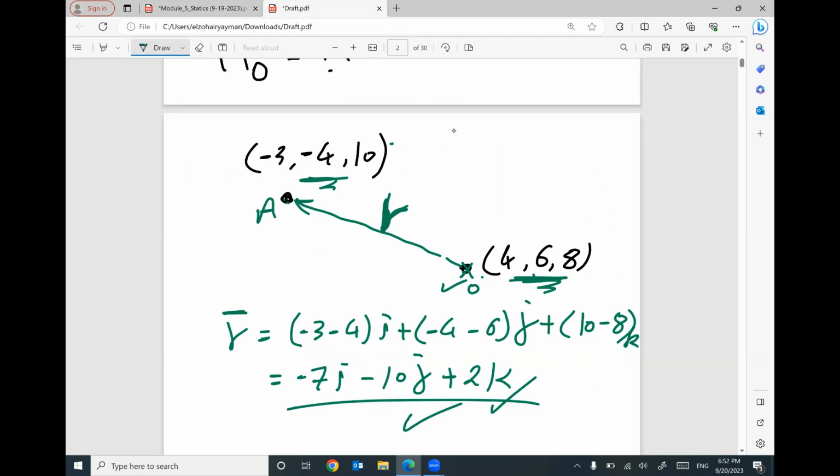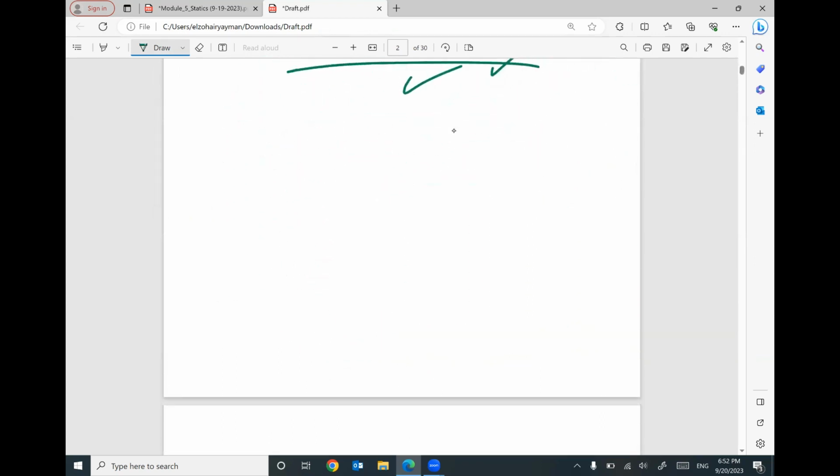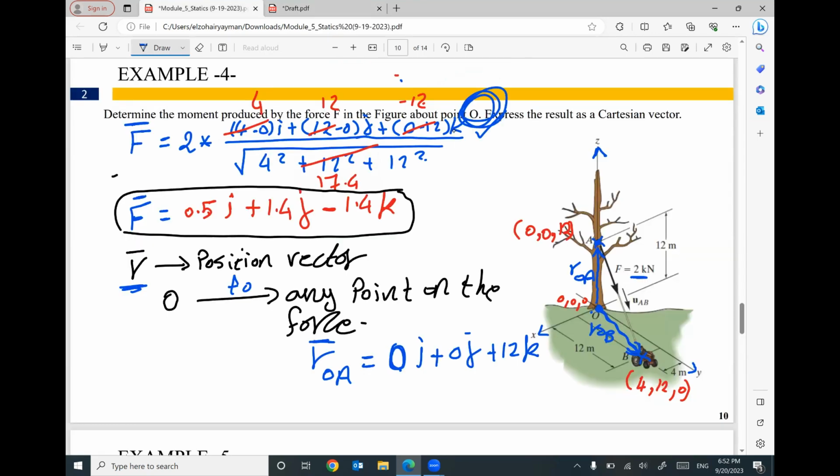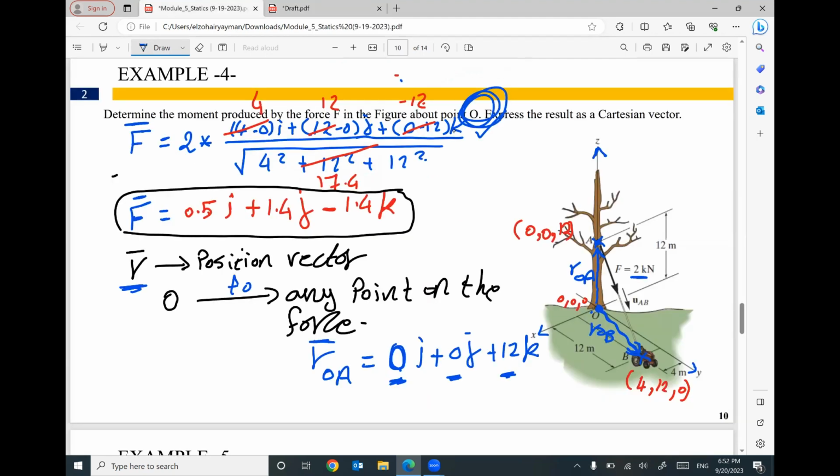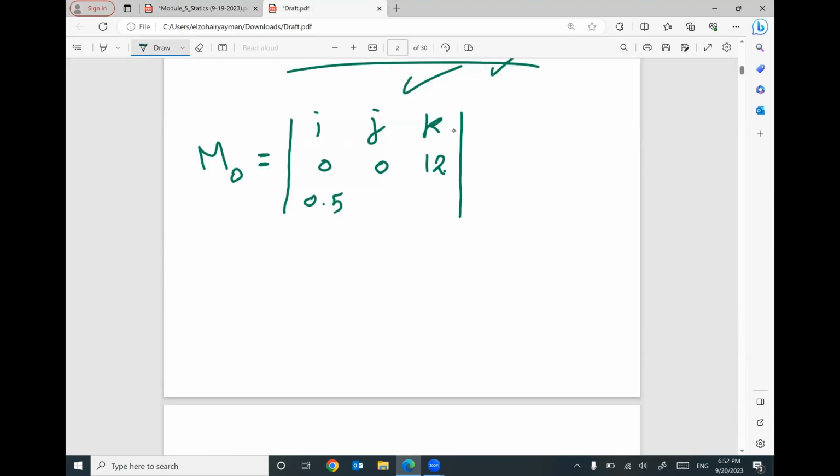So your moment about point O will equal, I will open the determinant. I have I, J, K. The first row is the numbers of your position vector, 0, 0, 12. The next row will be the values of your forces: 0.5, 1.4, negative 1.4.